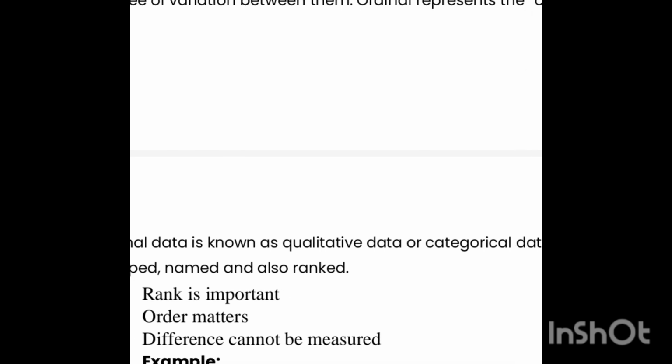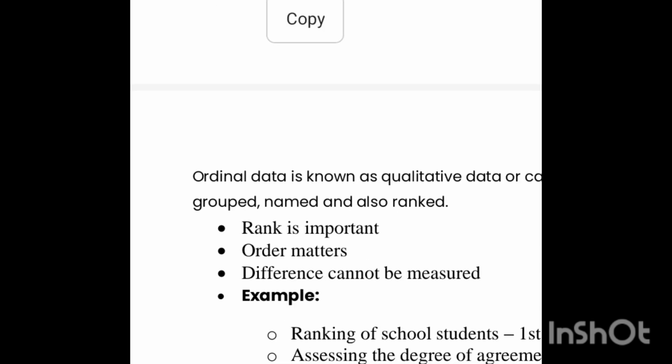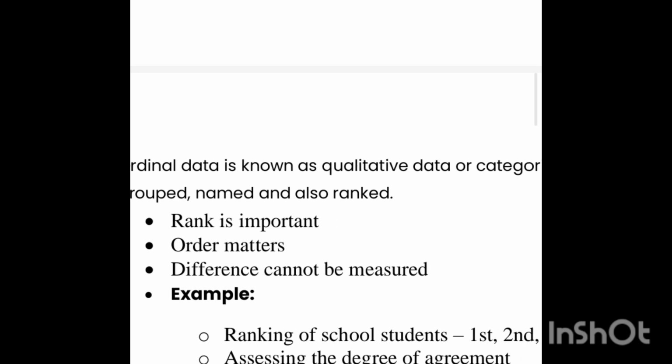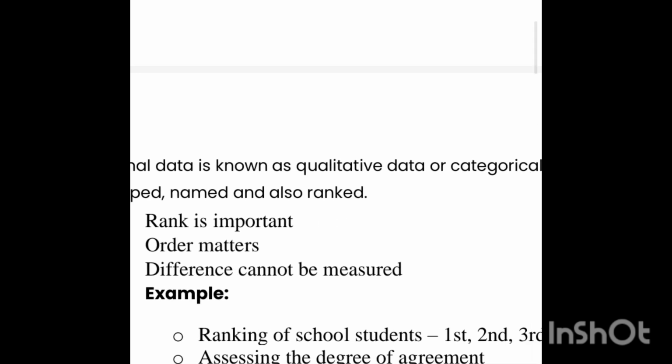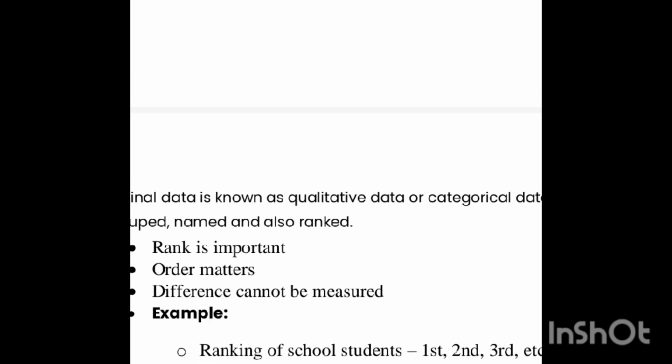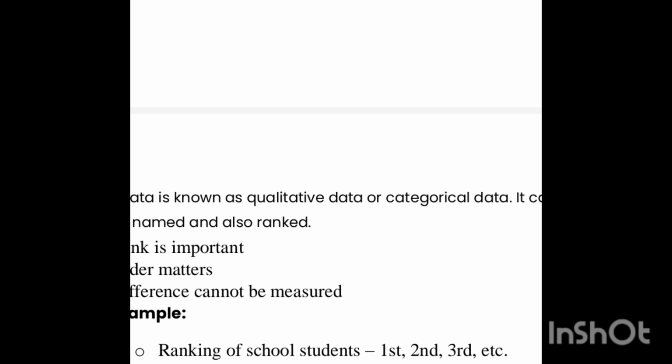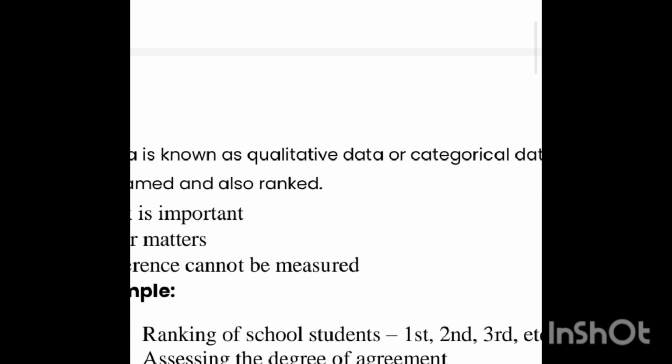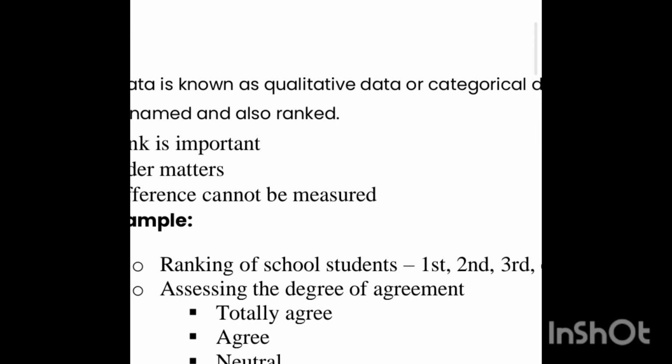Ordinal data is also known as qualitative data or categorical data. It can be grouped, named and also ranked. Rank is important, order matters. Next, difference cannot be measured. Here we can't measure the difference between them, but we can give the order to the given data. Ranking of school students, first, second, third, etc. Assessing the degree of agreement, that is totally agree, neutral, disagree, totally disagree, like that.